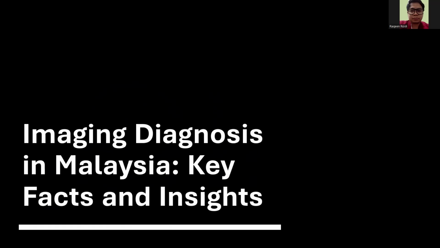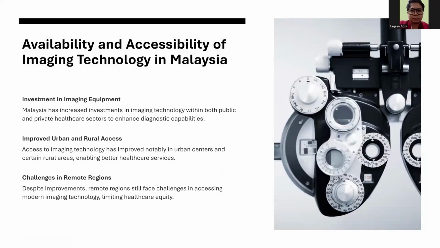So let's see about the image diagnosis in Malaysia. First, we will look into availability and accessibility of imaging technology in Malaysia. So Malaysia has increased investments in imaging technology within both public and private healthcare sectors to enhance diagnostic capabilities. Access to imaging technology has improved notably in urban centers and certain rural areas, enabling better healthcare services. So despite improvement, remote regions still face challenges in accessing modern imaging technology, which limits healthcare quality and equity.